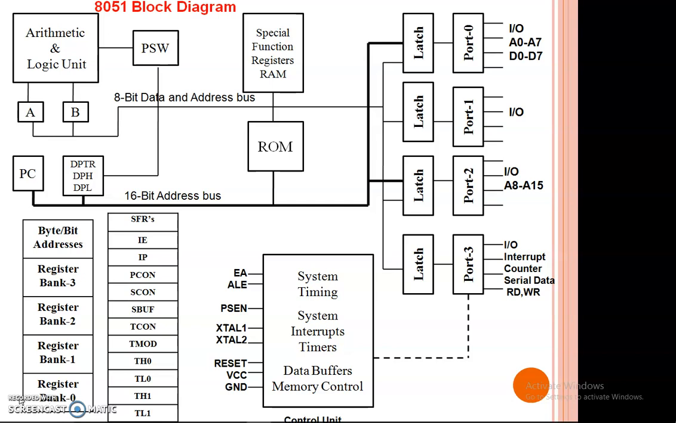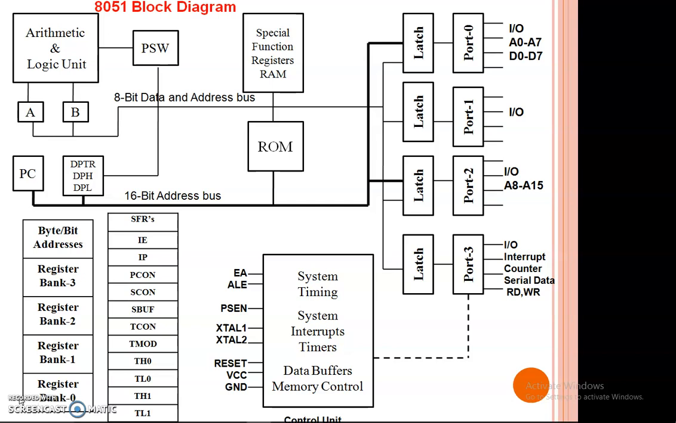Fourth port is port 3, P3.0 to P3.7. It has I/O functionality and some special functions like serial communication, timers and interrupt related functions. All these ports are connected through latches to the bus. Now look at the control unit. It has different functionalities to provide clock pulses, buffers, control signals, interrupts, etc.